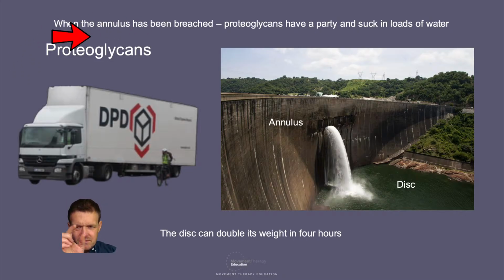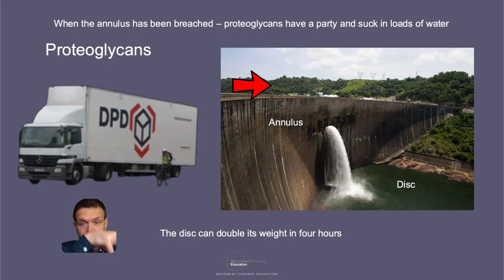So when the annulus, those rings around the disc, have been breached, proteoglycans have a party, basically, and they suck in loads of water. So remember, that was their job. Usually they get the hydration from the bone below and above, but now there's a hole in the annulus, so it's able to get it from the outside of the normal way. So what can happen then is the disc can double in its weight in as little as 4 hours. So it just swells basically.